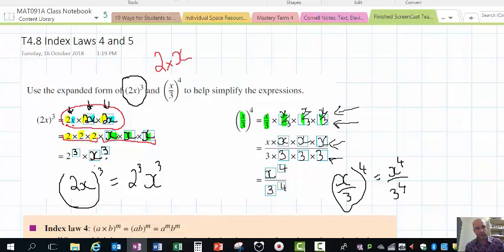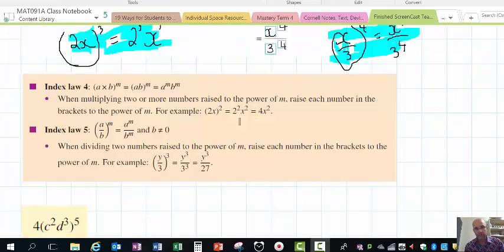If we look at both of these together, we've got our 2 new rules. That pretty much shows index law number 4, and that one shows index law number 5, and they're kind of similar in a way. They're a bit samey. Let's have a look. Important, index law 4: 2 things timesed together in brackets, all raised to the same power, is written as a times b to the m, or in other words ab to the m, which is the same as a to the m times b to the m. So we raise each number in the brackets to the power m.